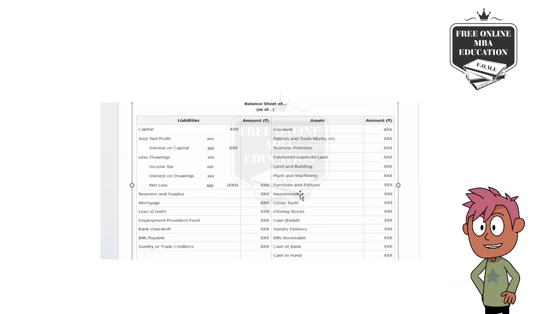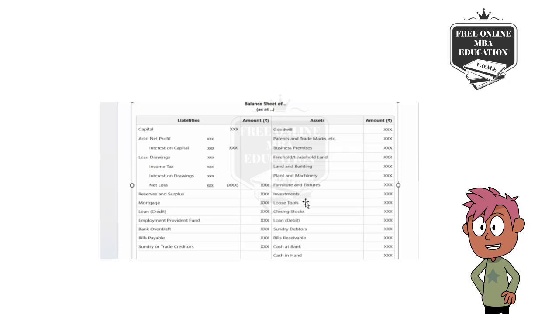then our plant and machinery, furniture, fixtures. Then we have got investment, loose tools. Loose tools means all the small equipments like nut, bolts, screws, and other certain items which we require for the manufacturing purposes. Those small parts will be considered as the loose tools.